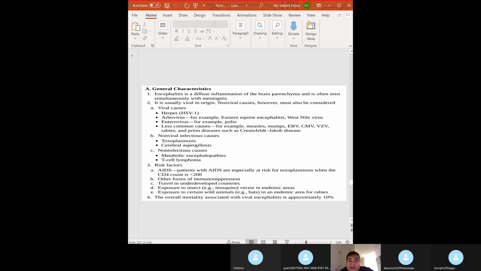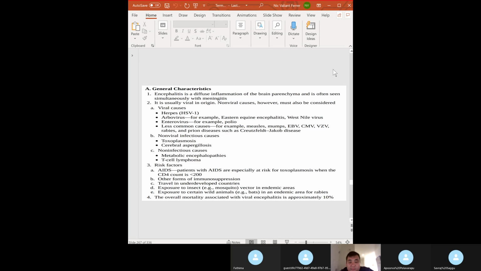So how about encephalitis? What is this then? Encephalitis is a diffuse inflammation of the brain parenchyma. Most common cause, high-yield, viral: herpes. Think about herpes, HSV1. Others are arbovirus and enterovirus. Other non-viral causes are toxoplasmosis and aspergillosis. Risk factors, high-yield, AIDS, of course.